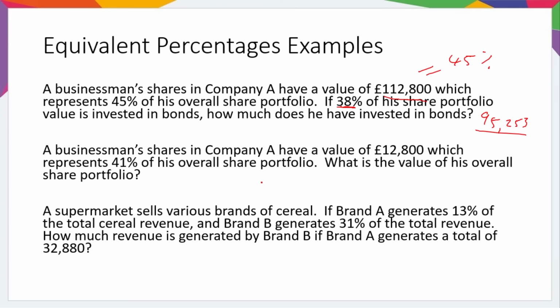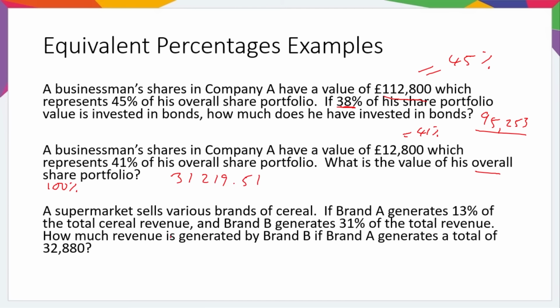For the second example, these are all fairly similar. This amount here equals 41%. So I'm going to work out what 1% is, which is 12,800 divided by 41. We want his overall share portfolio, so that means the 100%. So I've just calculated 1% by doing 12,800 divided by 41, and if I multiply that by 100, I'll get the overall amount, which is £31,219.51.